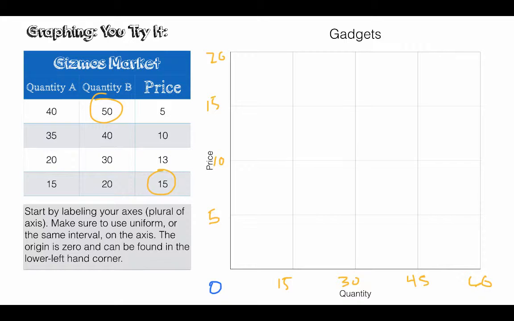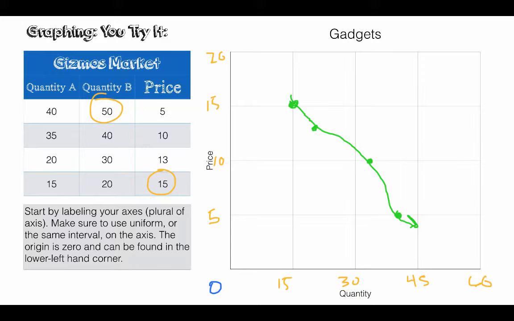Now the first line I'm going to make green. What I see is a quantity A of 40 at a price of $5. So somewhere right about here. At $10 it goes to 35, so as I go backwards here. At 20 supplied or demanded there's a price of 13. That's kind of right in the middle, right there. And last but not least, at 15 I have a price of 15, which is perfectly on that grid for me. Now I want to connect those dots, connect down to the right. Not perfect, but it's kind of there.